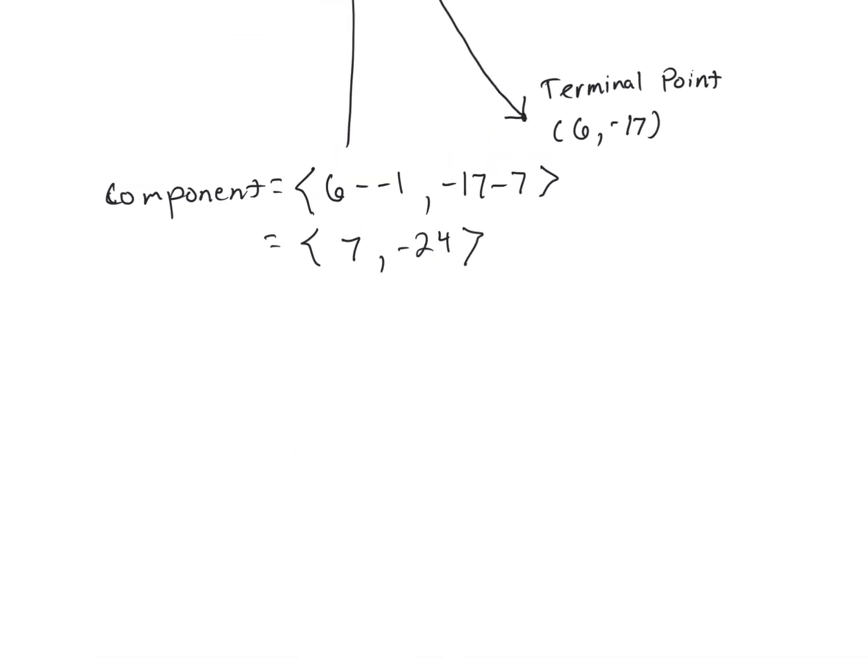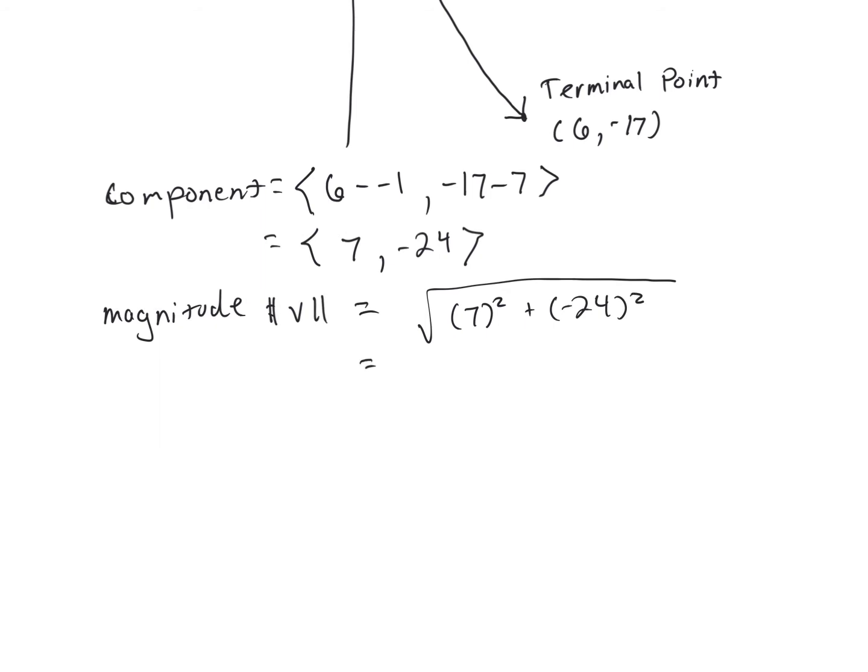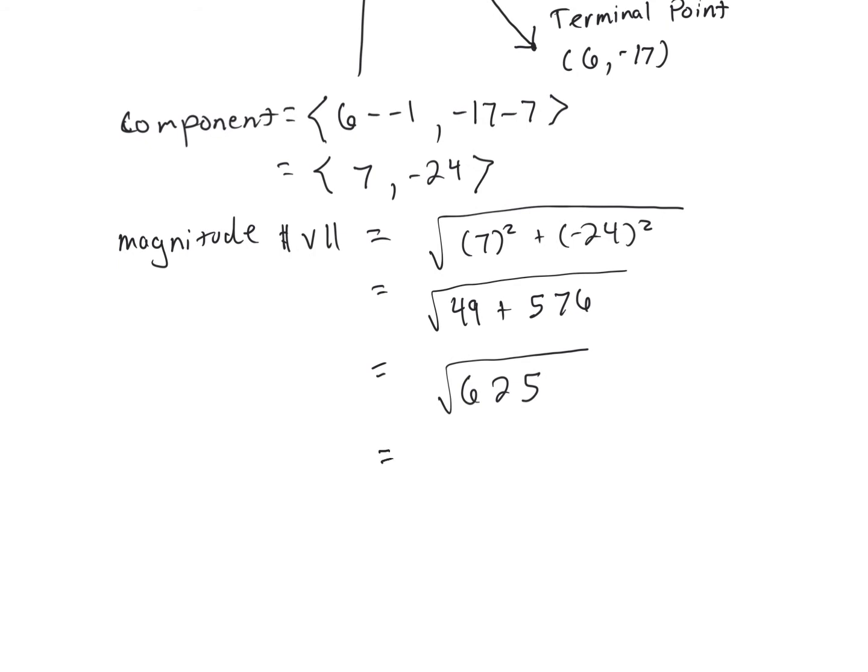So now, once we find the component, we can find the actual magnitude. So the magnitude, using the distance formula, this V, equals, and I'll just use my component. So we get 7 squared plus -24 squared, square root both of that. That gives us the square root of 49 plus 576, which is then the square root of 625, and 625 is a perfect square. It is 25. So the magnitude is 25. Our component is 7, -24.